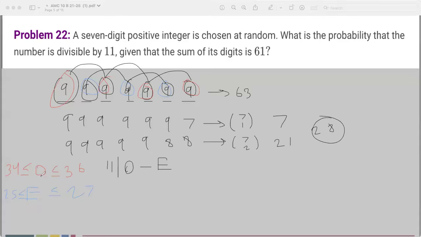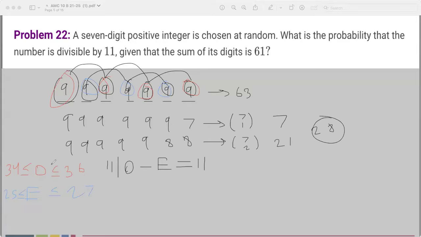It can't be 0 because for the intersection of 34 to 36 and 25 to 27, there's no common number between them. So O and E can't be the same, right? Also, O minus E couldn't be 22, for example, because if O was at most 36 and E was at least 25, the difference between them would have to be at most 11. So it cannot be any higher multiple of 11 or any lower multiple of 11. In fact, this has to be exactly 11.